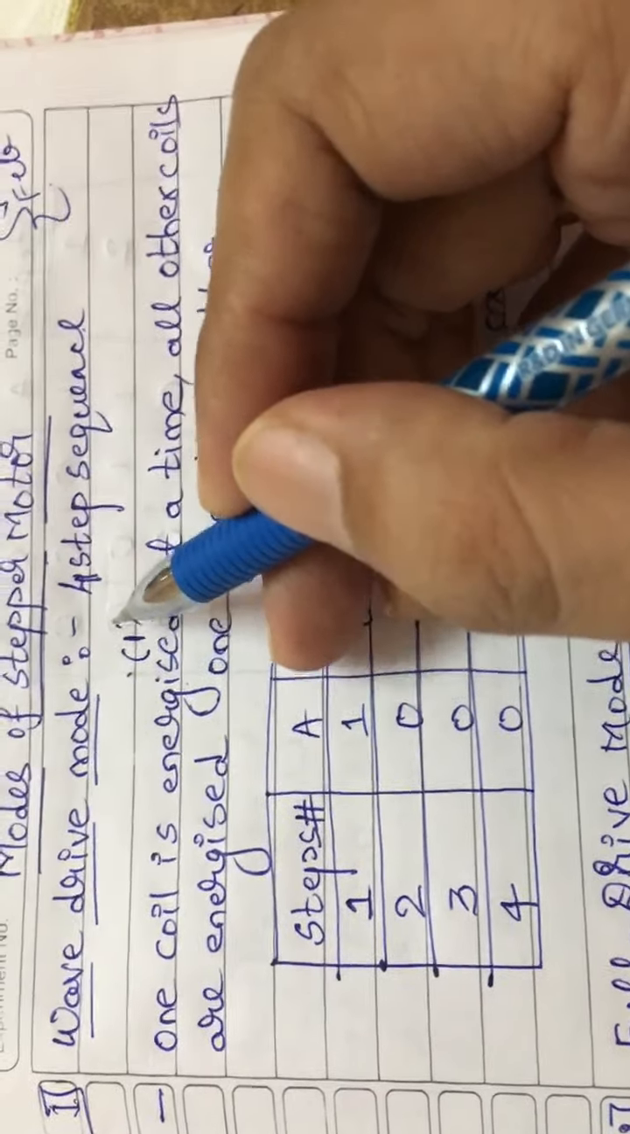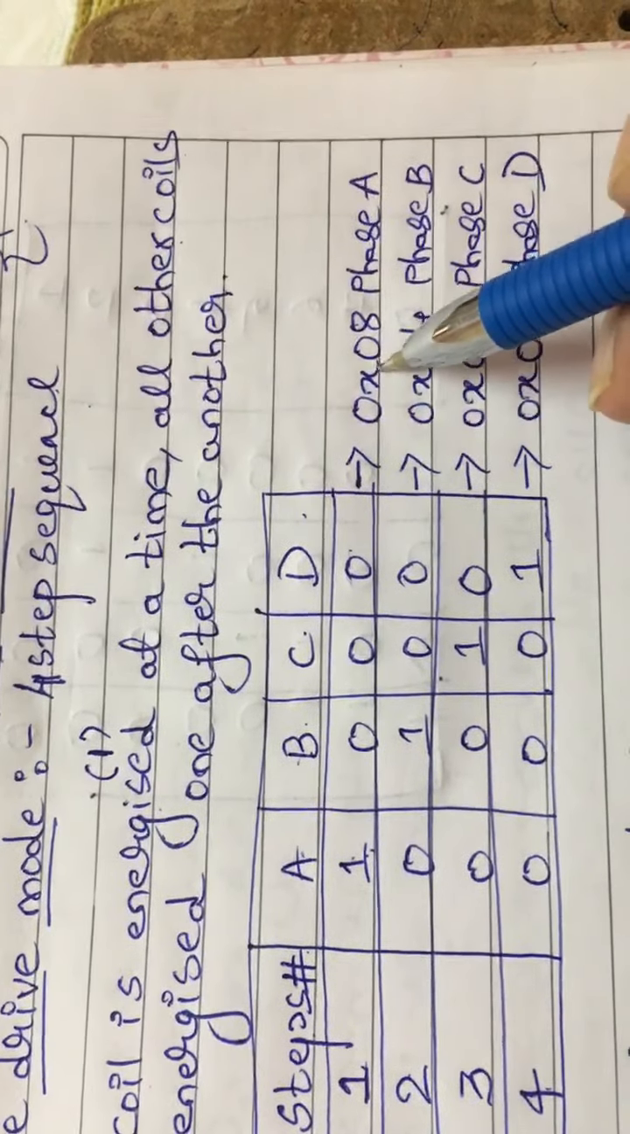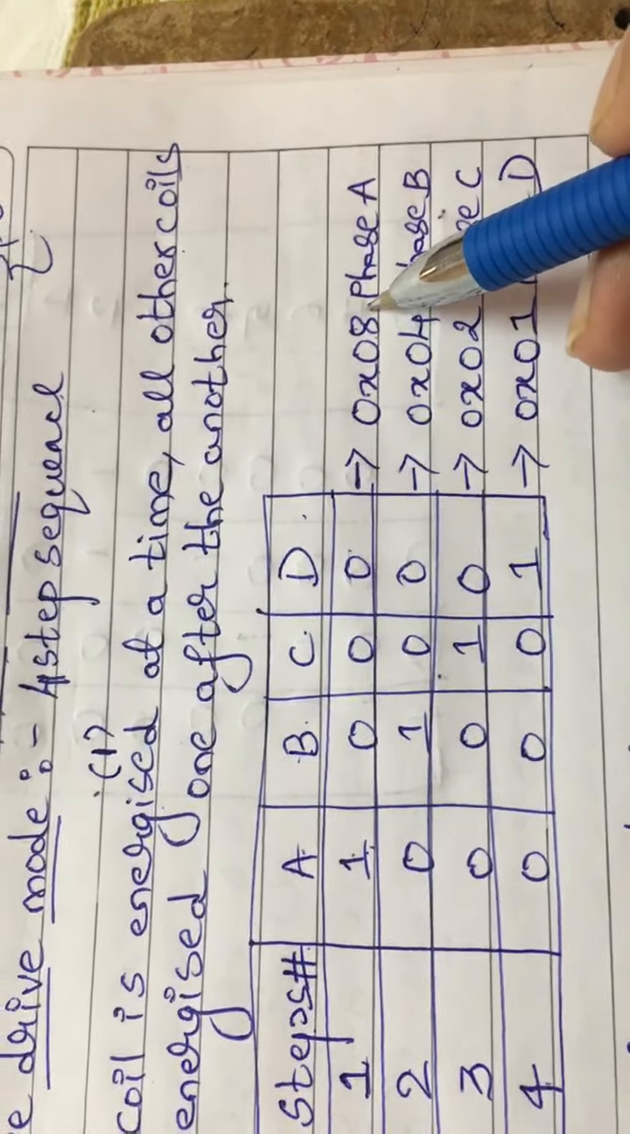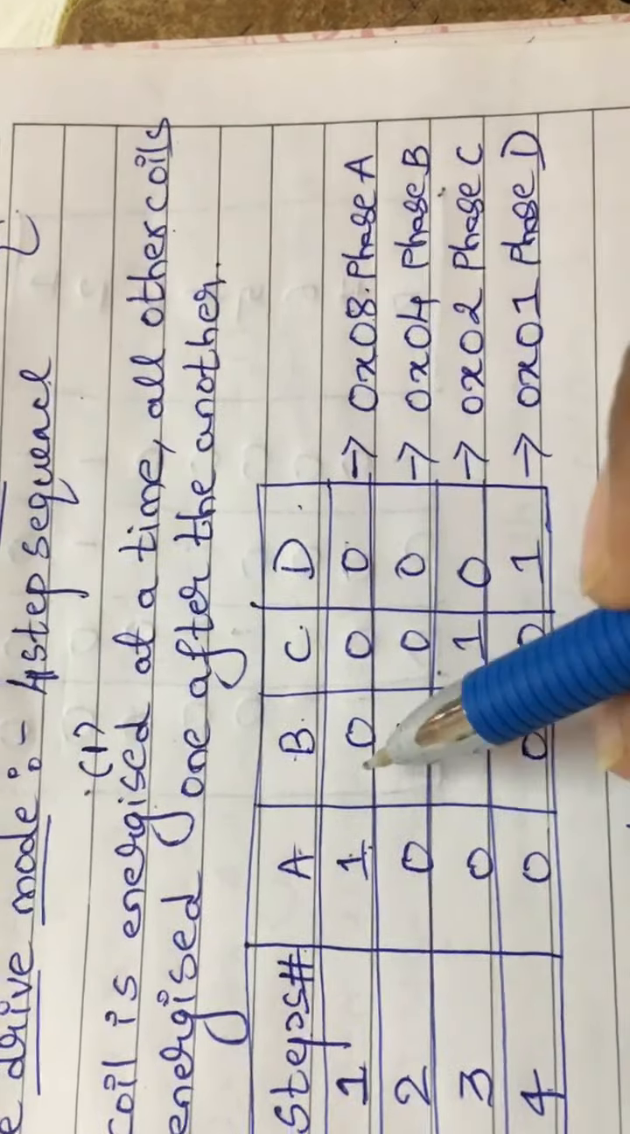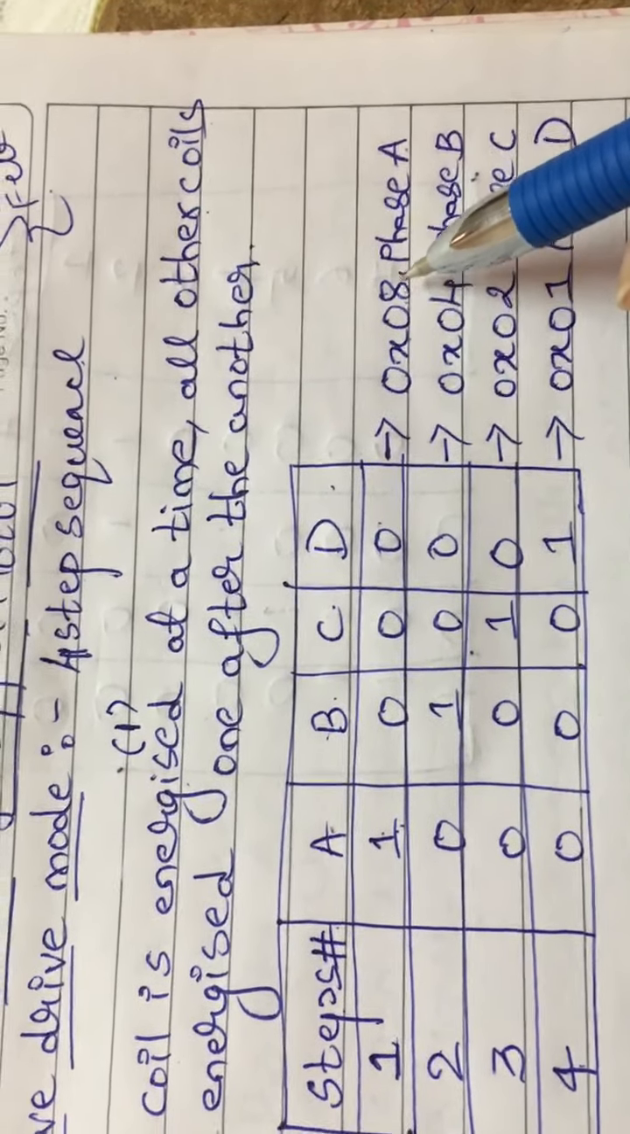First, I will energize the A coil. That means I will send 1, and the remaining are all 0, 0, 0. What will be the value of this now? 1000 is nothing but 0x08 in hexadecimal, so this value is 8. In hexa it is called 0x08. So the phase A value becomes equal to 0x08.